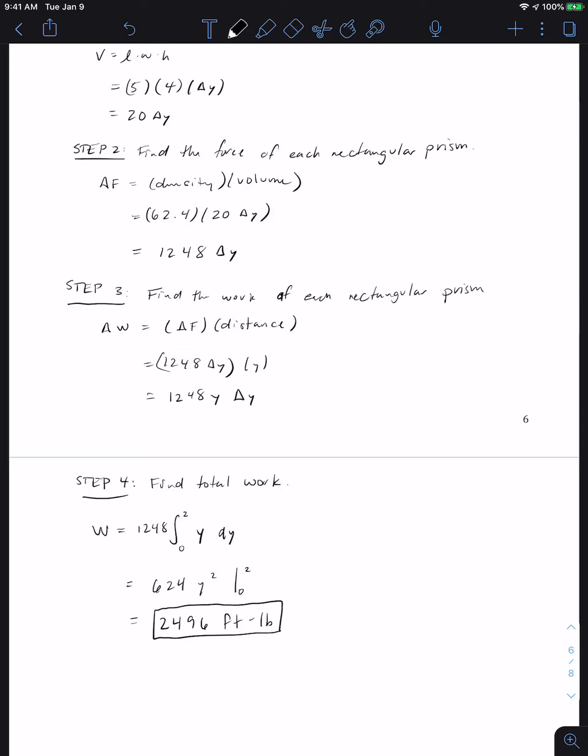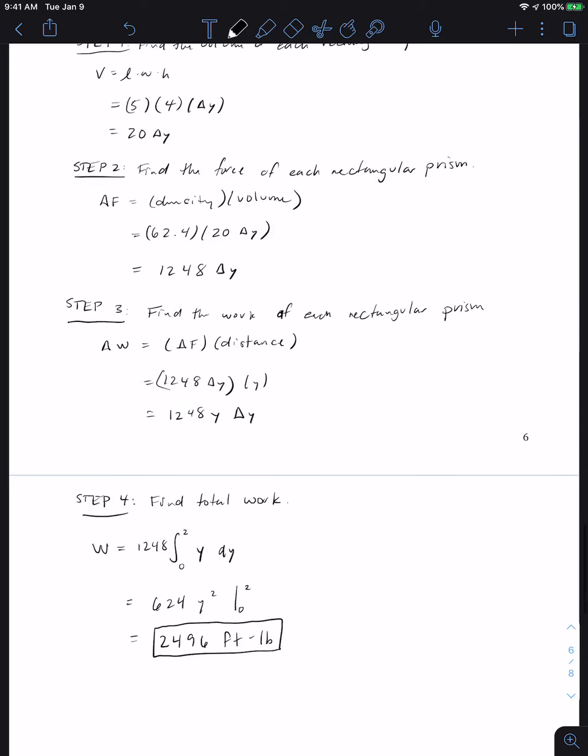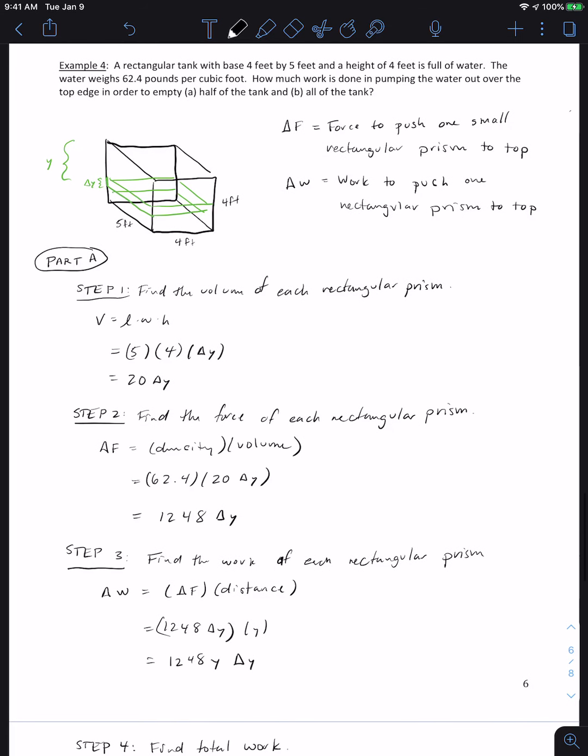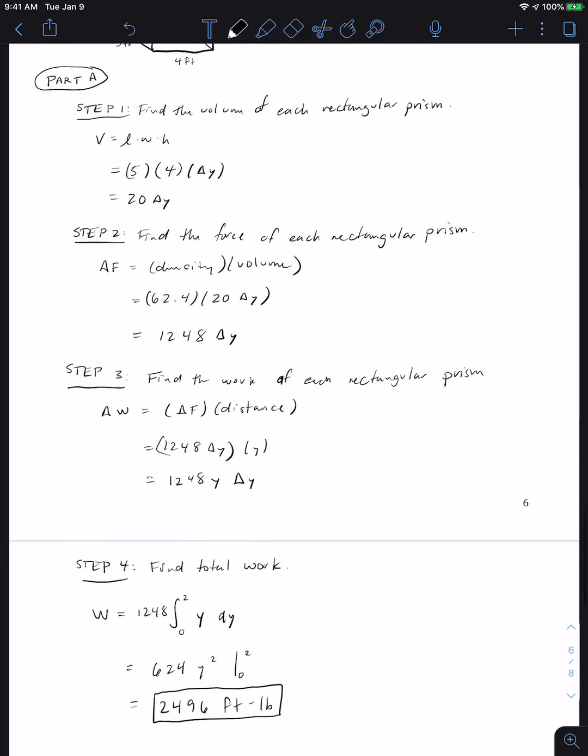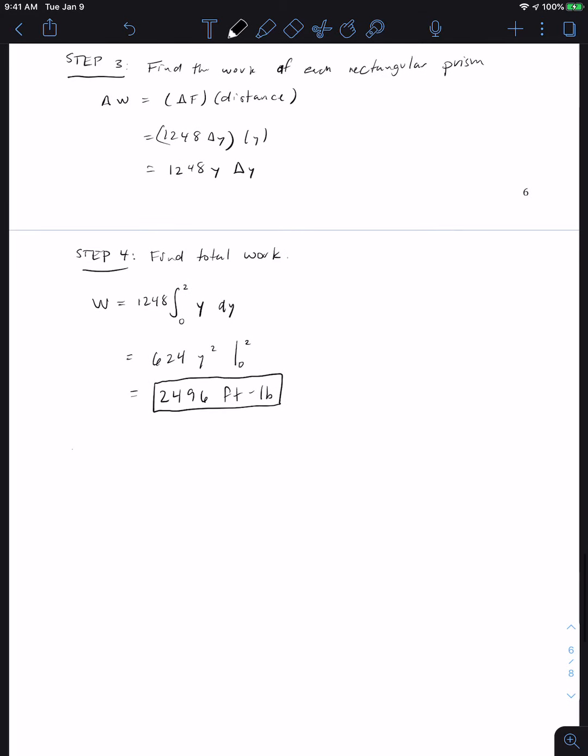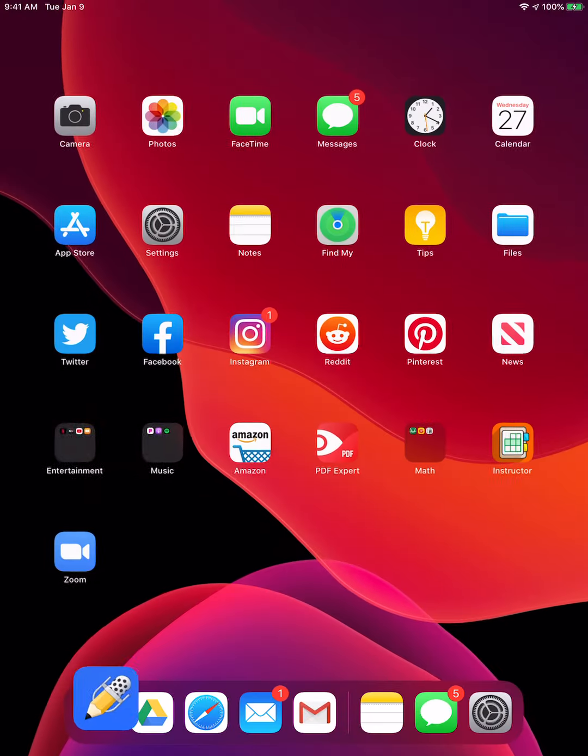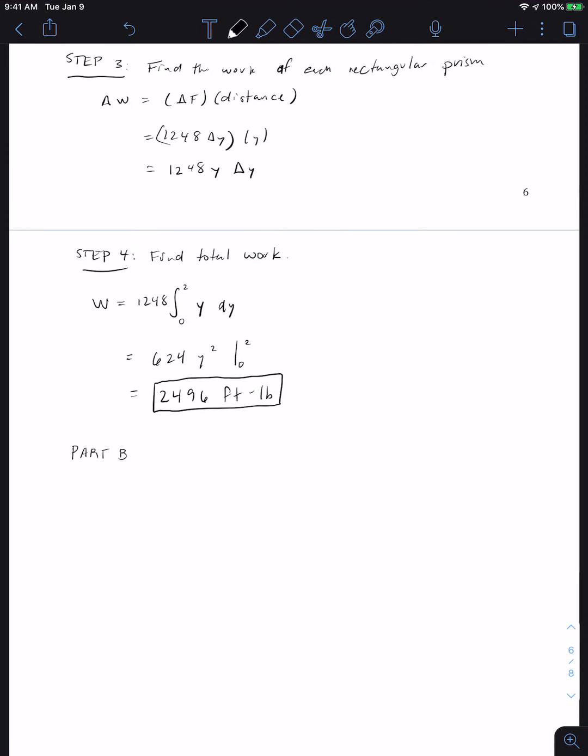Part B. Okay, so now the question is how much work to pump all the water out of the tank, right, to get all the water out. So one would think, for part B, that I could just take part A, which is how much work is required to push half the tank, multiply it by 2, and that gives me the whole tank. But that's actually not the case here. So we have to be a little bit more careful.